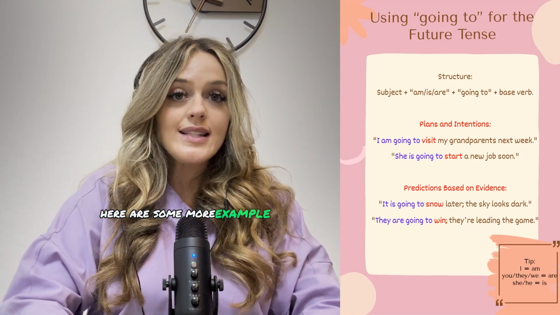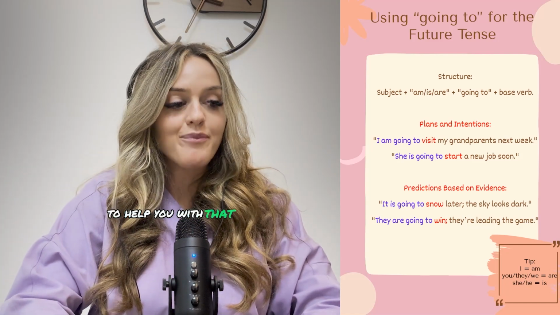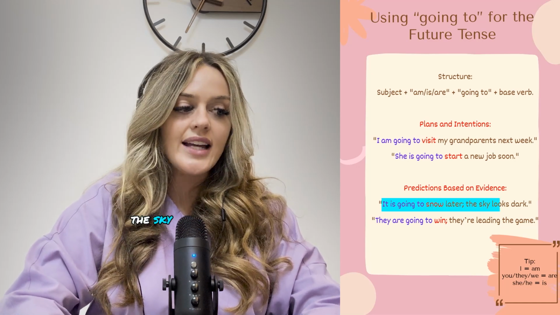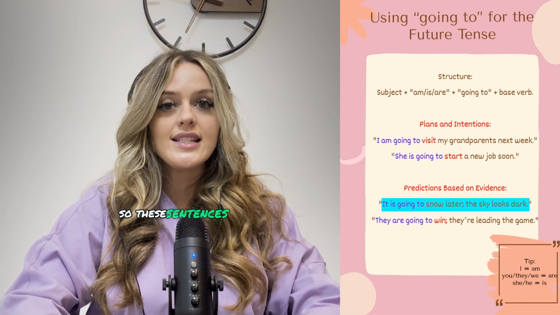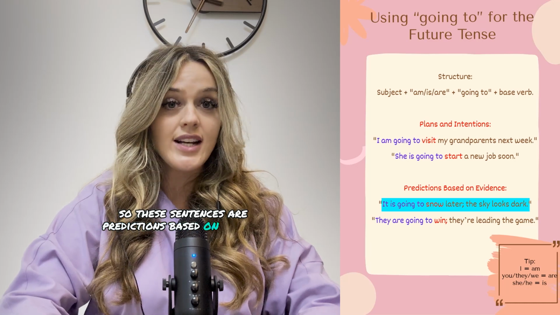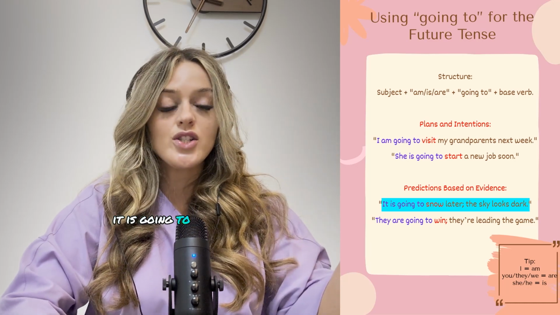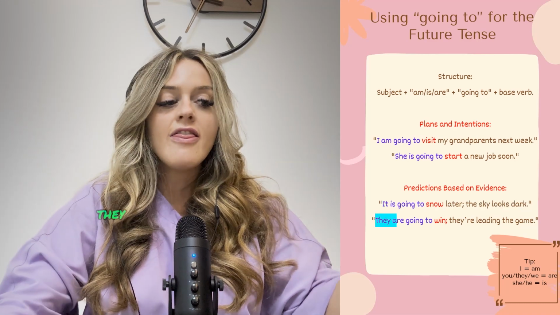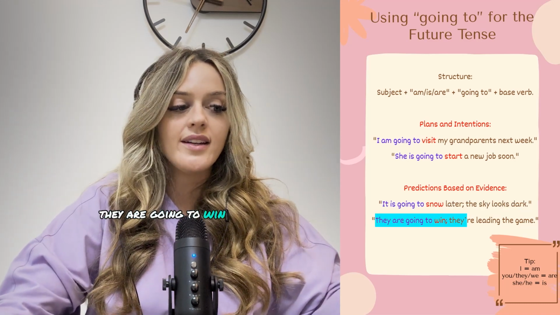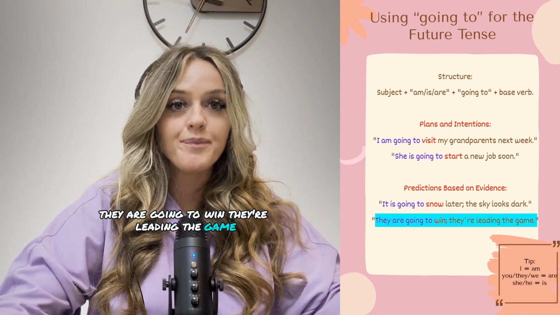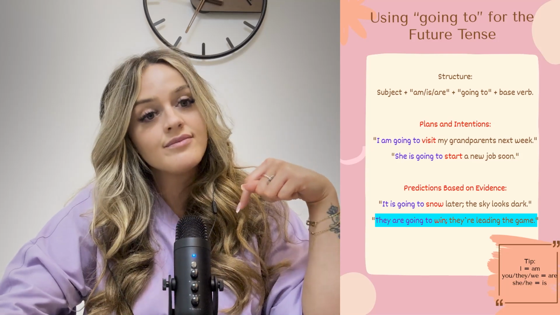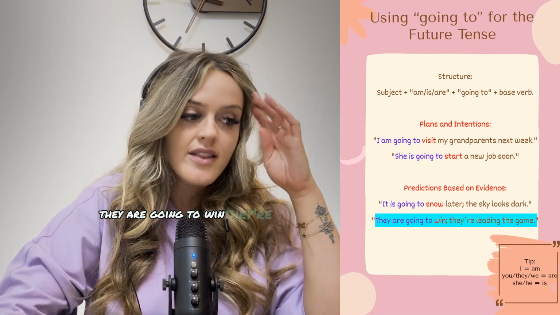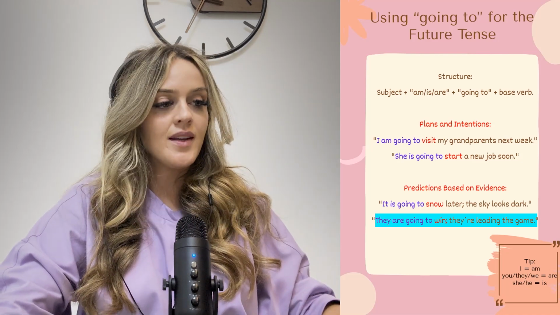Here are some more example sentences to help you with that. It is going to snow later. The sky looks dark. So these sentences are predictions based on evidence. They are going to win. They're leading the game.